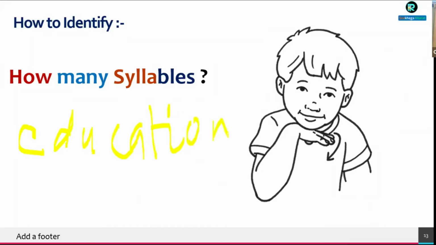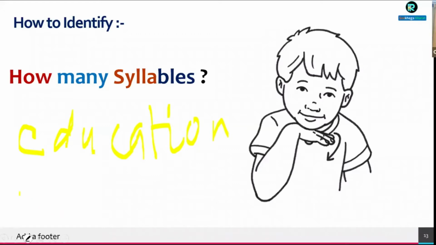I can take my hand like this and just fit it in here, and try to pronounce this word. Education. Education. Can you see how many times, when you pronounce this word, it touches your palm? I think four times. Four times, correct.